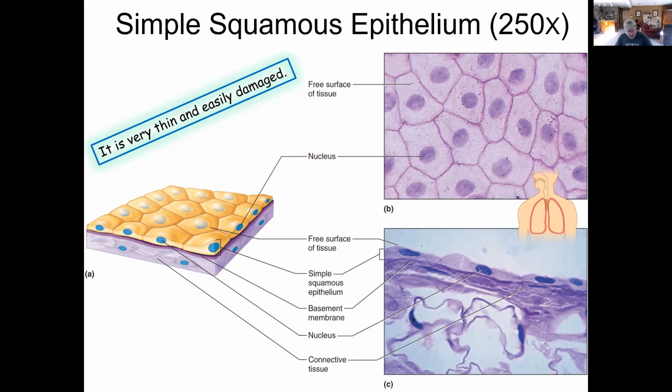So one important function of simple squamous is diffusion, and it can be quite easy to see that function if you think about the fact that these cells are extremely flat. There's only one layer thick, and so as we move from higher to lower concentration, that's much easier performed if we have to cross a very thin single membrane, like we have here in simple squamous.